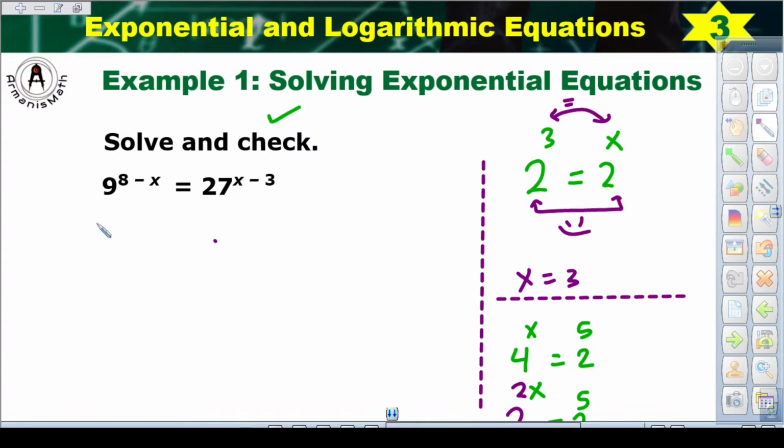So I'm going to take the 3 as a common base. I'm going to break down the 9 in terms of 3 as a base to a power. So 3 to the second power is 9. But again, I'm not going to neglect the fact that there's something here waiting for me: 8 minus x is waiting for you here, equals. Can somebody tell me what 27 is in terms of 3 as a base?